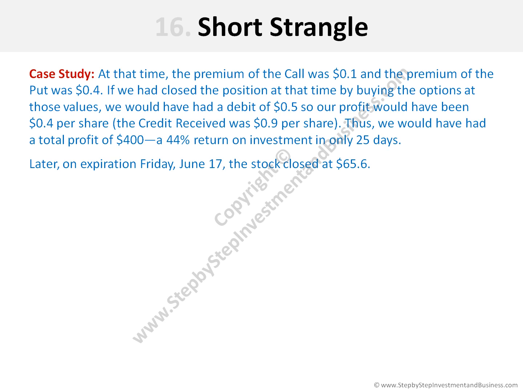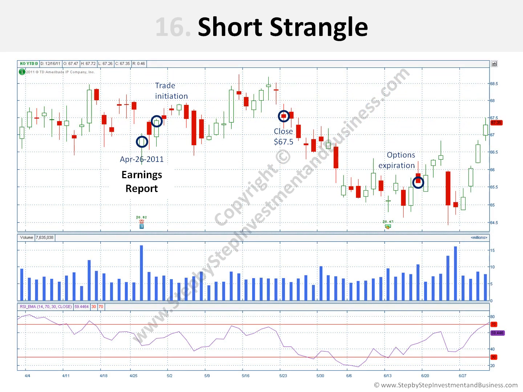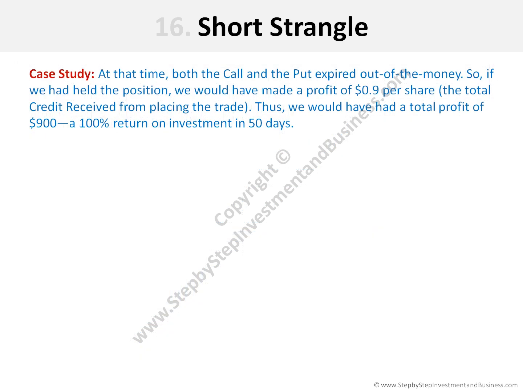Later, on expiration Friday, June 17, the stock closed at $65.6. That can be seen here. After May 23, the stock was falling until it closed at $65.6 on the expiration date of the options. At that time, both the call and the put expired out of the money. So if we had held the position, we would have made a profit of 90 cents per share. That is, the total credit received from placing the trade. Thus, we would have had a total profit of $900, making a 100% return on investment in 50 days.